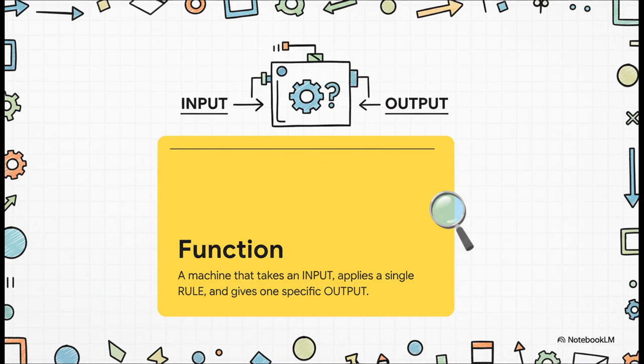Every single function machine has just three simple parts. First, there's the input. That's just the number you start with. Second, you've got the rule. That's the specific job the machine does, like maybe its job is to add 3. And third, you get the output, the one single predictable result that comes out. Input, rule, output. That's the whole shebang.